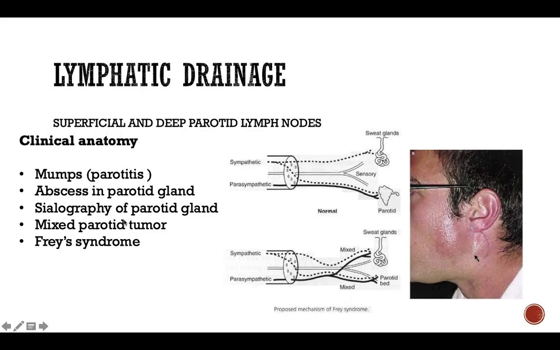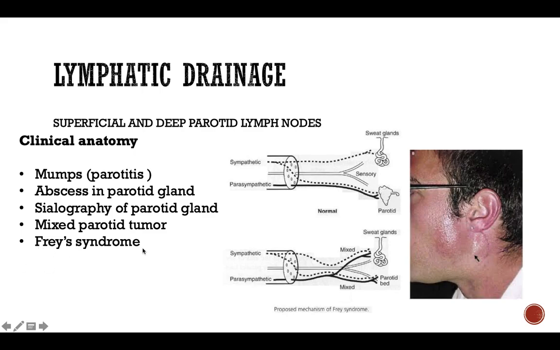Third is sialography. Sialography is a radiological procedure to visualize the parotid duct and its course. So what they do is they will inject a cannula through the vestibule of the mouth, and through the cannula they will inject a radiopaque dye, and they will be able to visualize the course of the parotid duct. And the fourth one is the mixed parotid tumor, also called pleomorphic adenoma. It's just a tumor of the parotid gland.